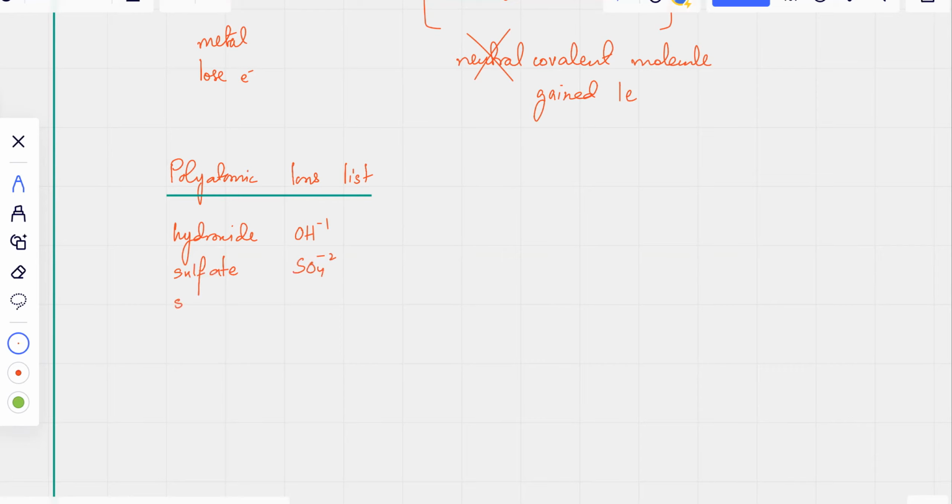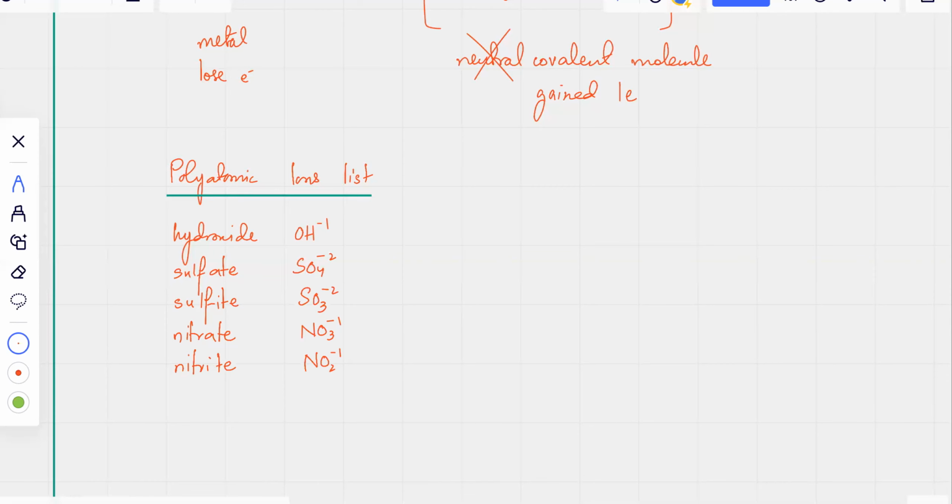Remember, it's not IDE anymore. IDE अकेला एलिमेंट होता था. Now it's a bunch of atoms bonded together and they're forming an ion. Then you've got sulfite. That is SO3 with a charge of -2. ठीक है, minor difference. This should be on your fingertips. You've got nitrate. That is NO3 with a charge of -1. फिर एक इसका आता है nitrite. That's NO2 with a charge of -1.